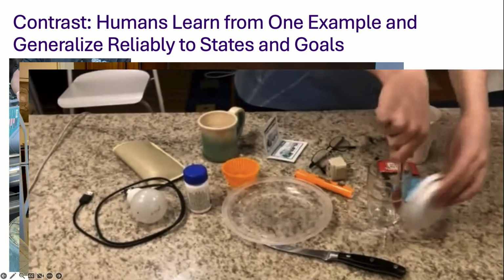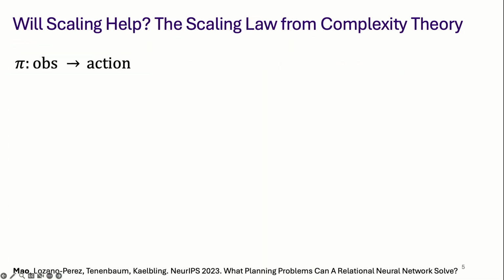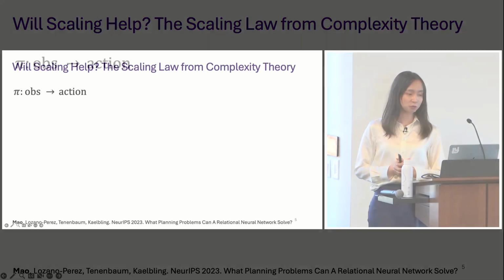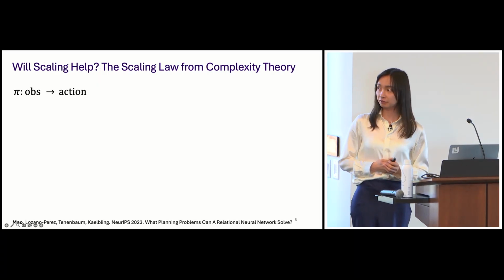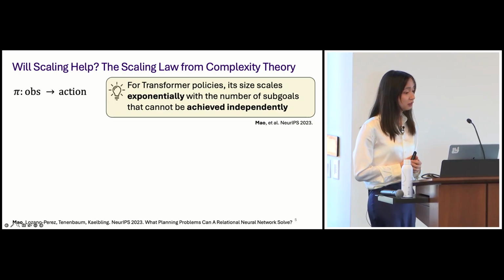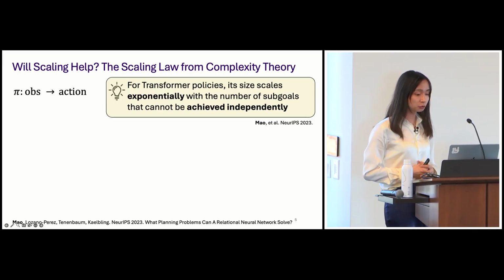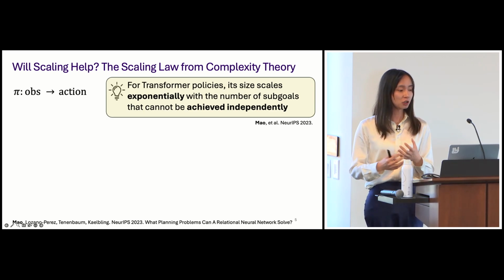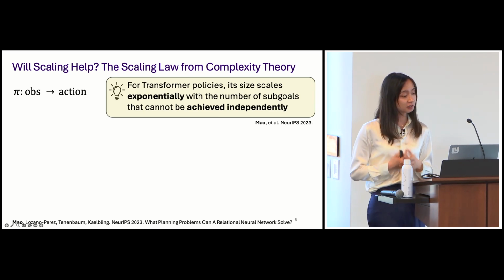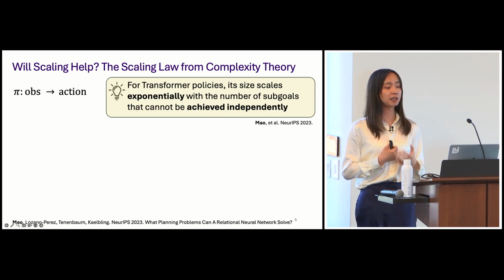So how can we get there? One proposal is to say we just need more data. But will scaling really solve this problem? This is a very challenging question to answer, but we have some ideas about the scaling law from complexity theory. This is a result that I recently proved in 2023, which roughly reads: for transformer policies, the size should scale exponentially with the number of sub-goals that cannot be achieved independently.